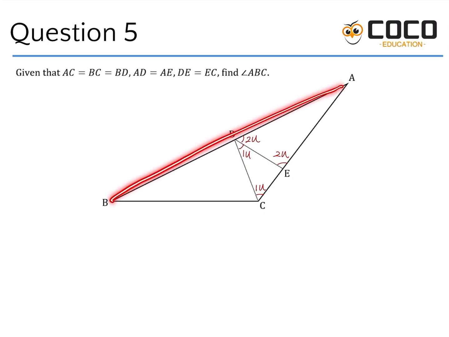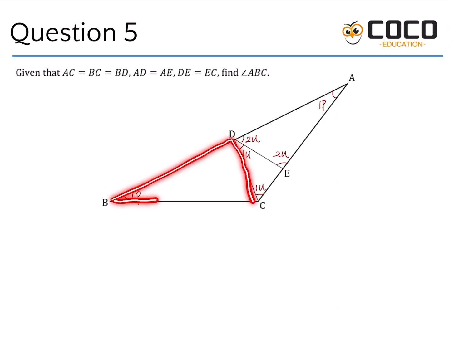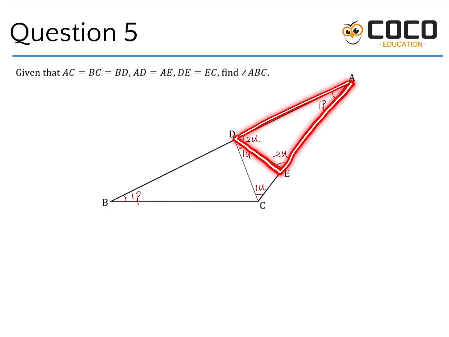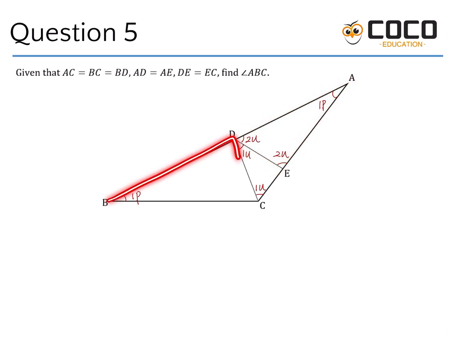Then let's check for the big triangle ABC. That's an isosceles triangle. So we can let this be 1P, this 1P. And triangle BDC is also isosceles. BD equals to BC. So the 2 base angles are the same. And you see that this triangle ADE is isosceles. The top angle is 1P. The 2 base angles are 2U. So here this will be the same. Top angle is 1P. Then we can deduce that the 2 base angles are equal. So they are 2 units each.